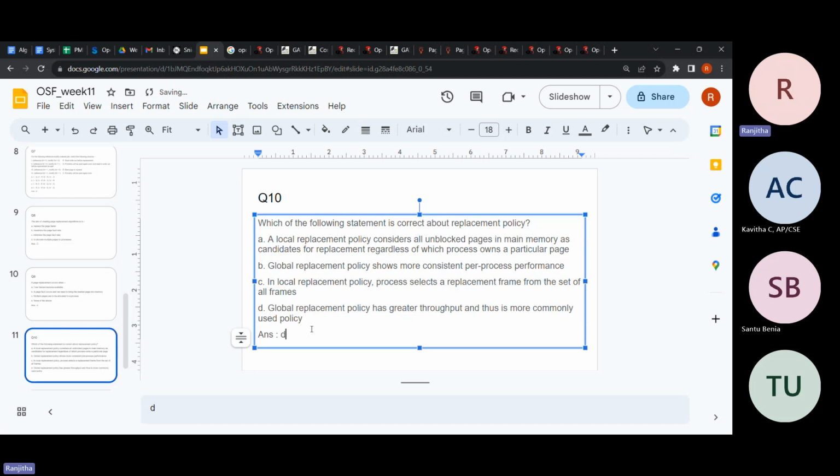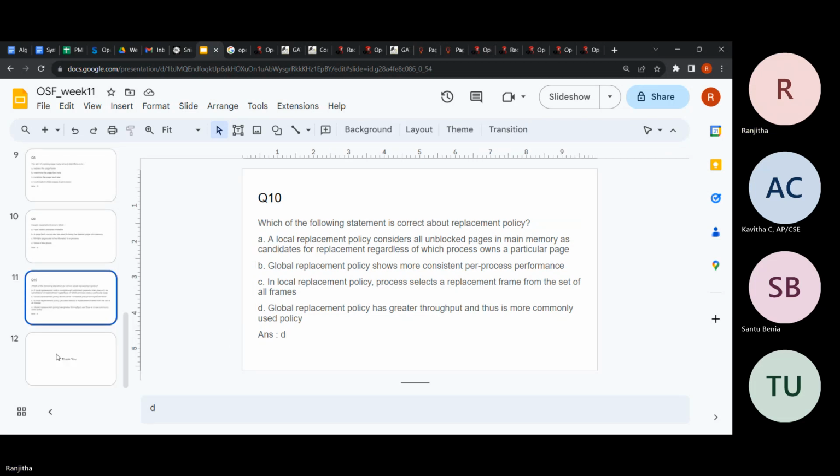Yeah, so with this, we are done with these example questions from the previous year. I have a couple more problems. We can see that in the next class on working set and other things.